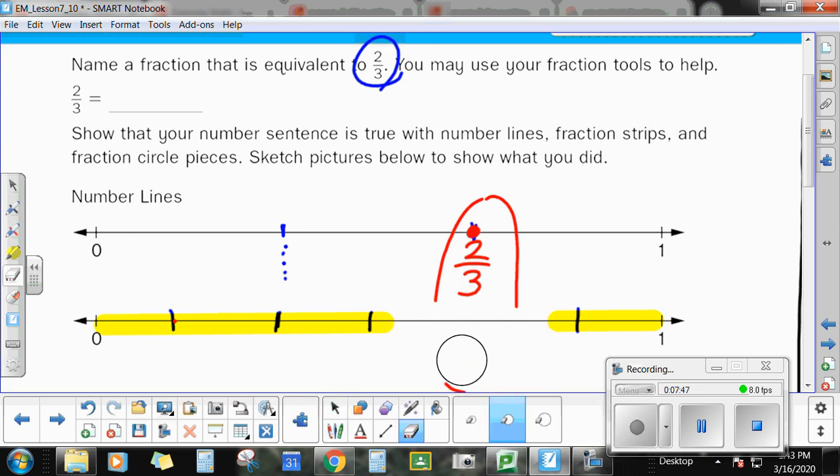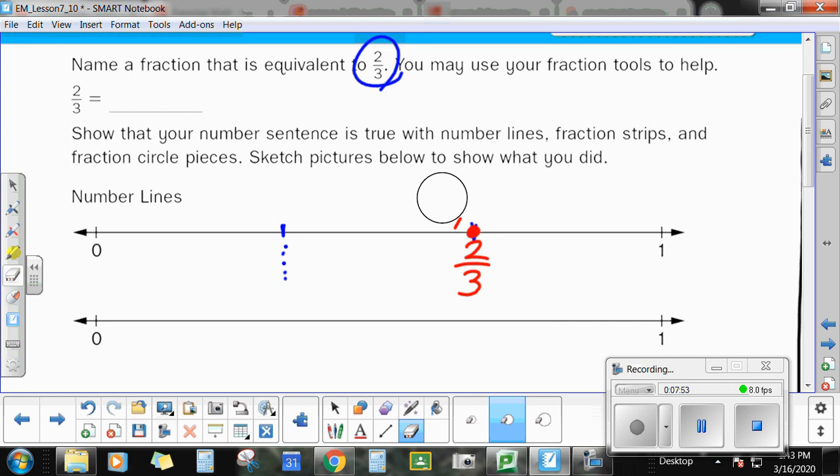All right, I'm going to erase this for a second, and I'm going to show you how I can make even another equivalent fraction. Again, if I want to find a fraction equivalent to 2/3, I'm going to have to start out making thirds. So let me divide this number line into thirds. Now check it out. What if I divided each of those thirds differently? What if I divided each of the thirds into thirds?